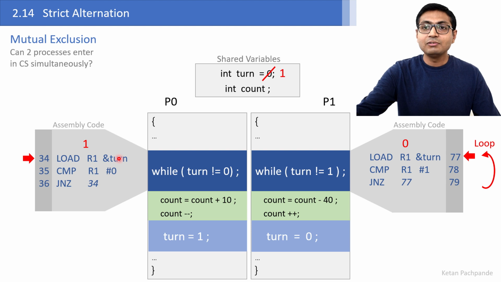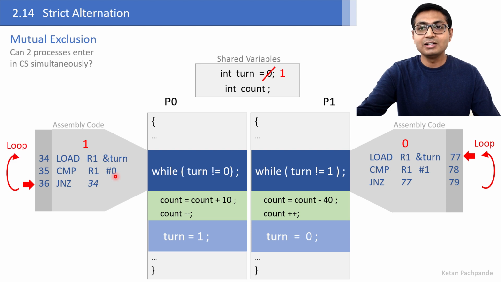It will compare the register value, which is 1, with 0. What is the condition? 1 not equal to 0. The condition is true. Since the condition is true, the next statement is going to jump to the instruction number 34. Again it will read 1. Again the comparison will be true and it will keep on jumping to the instruction number 34. So that's how I can say that this process is in spin lock.